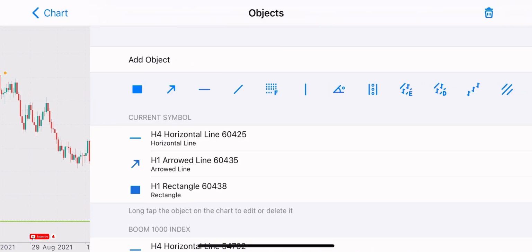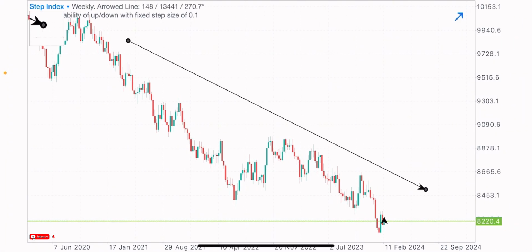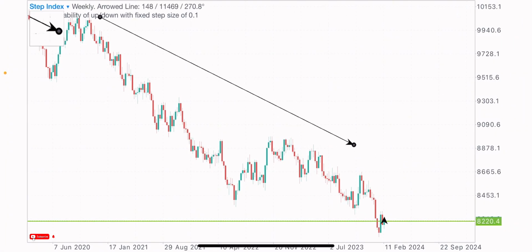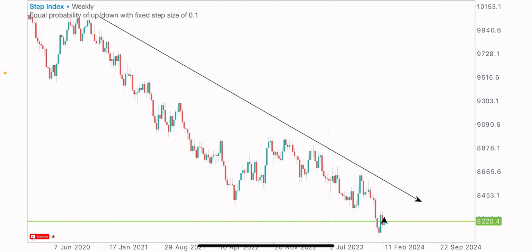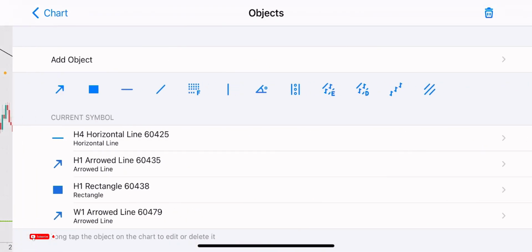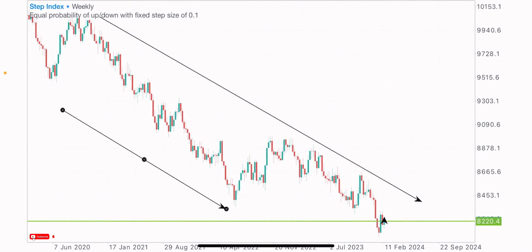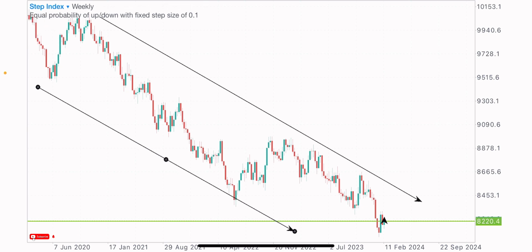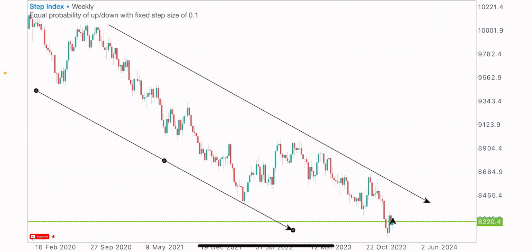I probably started from the weekly time frame, and I was able to identify the overall market direction on this index. That's the first thing I look out for whenever I want to analyze the market. I spot where the market is headed to, and we can tell that this index is in a long-term downtrend.